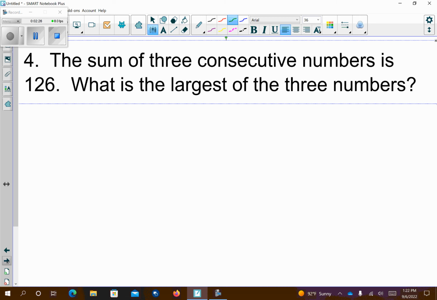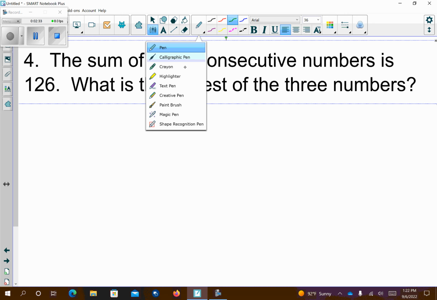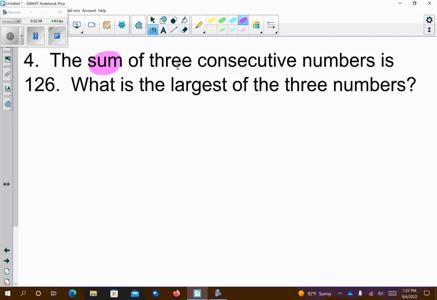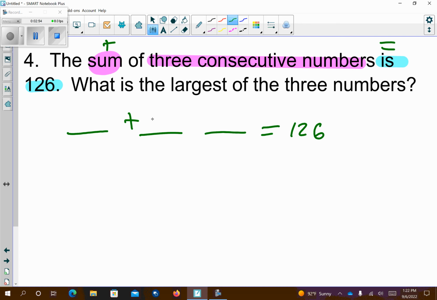Okay, problem number 4, the sum of three consecutive numbers is 126. What is the largest of the three numbers? Okay, we're going to highlight a few things. So sum, and then three consecutive numbers is 126. So let's put down some things we know. We know we're going to do plus. We know is equals. Okay, so right now I know I have equals 126. I have three numbers, and they're summed. Okay, we talked about that. Okay, three consecutive numbers, so that's like 4, 5, 6, 7. So these all increase by 1.